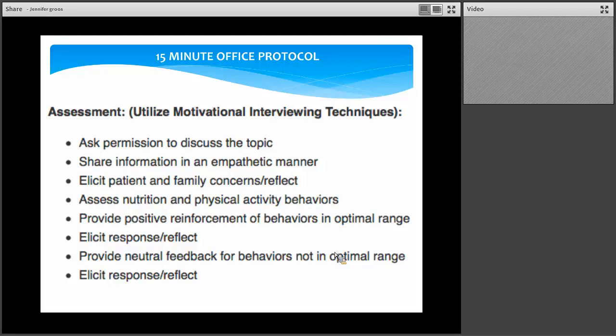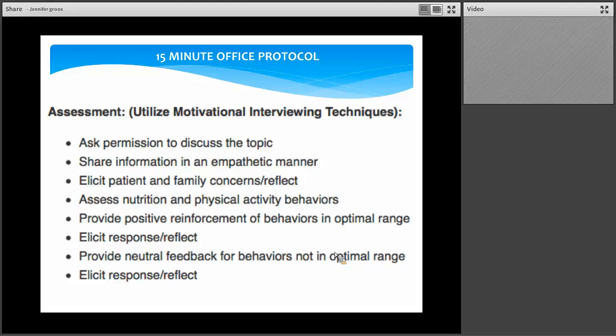So in a lot of the conversations that we'll have in the office, we ask permission first, and then show them their growth chart, ask what their thoughts about the growth chart are, and then ask if it's okay if we share some information about how that growth chart relates to that child's health.